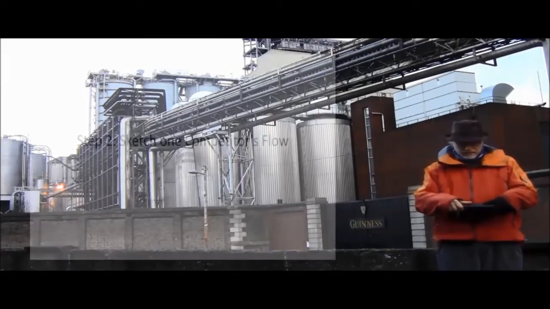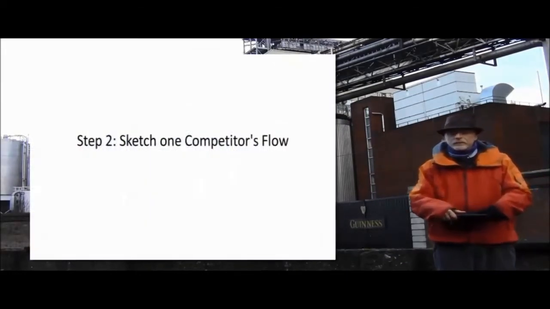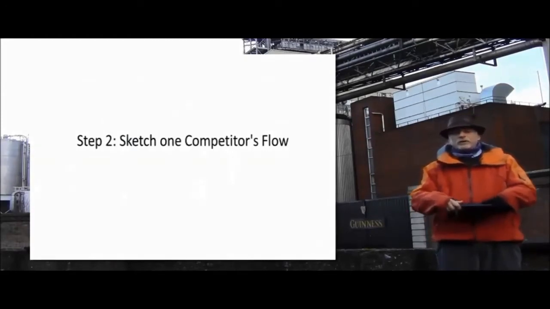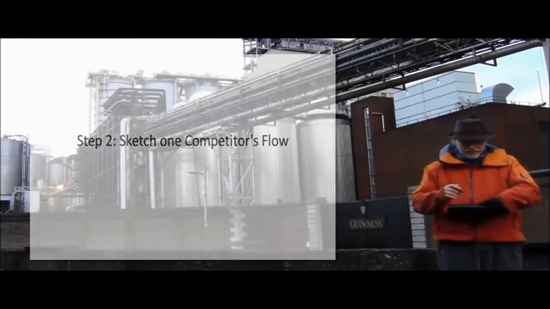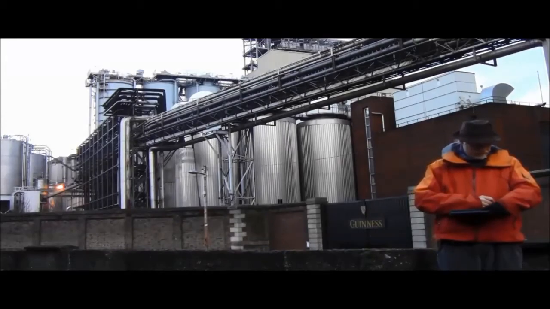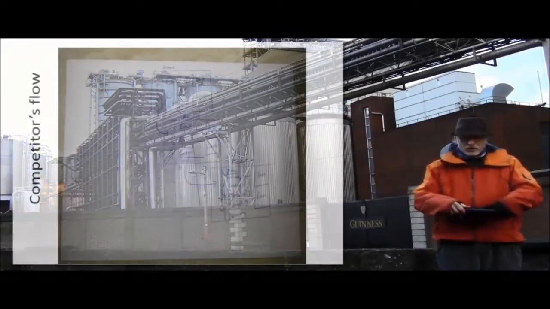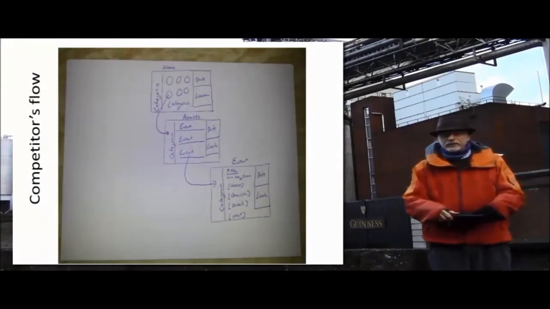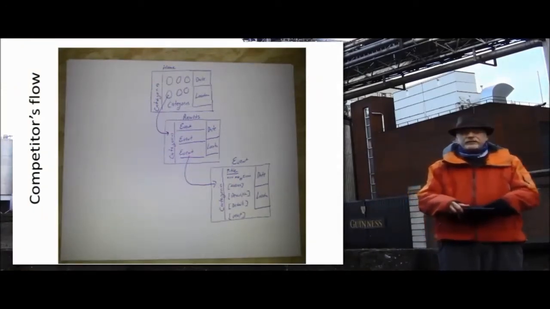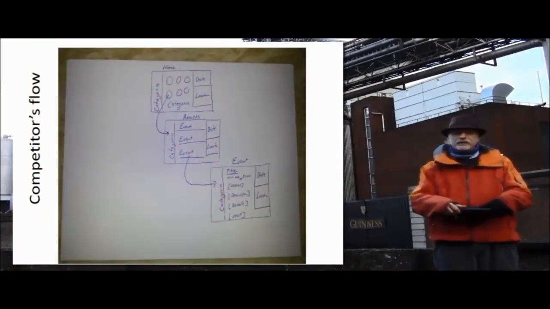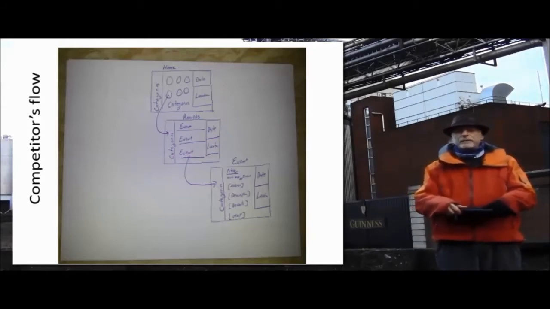Step 2, sketch one competitor's flow. I've given you the flow for What's on Dublin, and here's my sketch of what the What's on Dublin flow looks like. Notice that I've done it on a piece of paper with a pencil. No need to use any fancy tools for this. In fact, using a piece of paper is a lot easier because it allows you to easily change your work, rip up the piece of paper, start again.